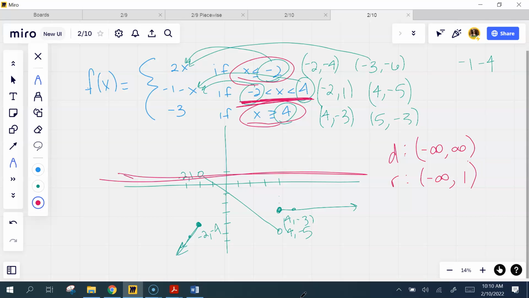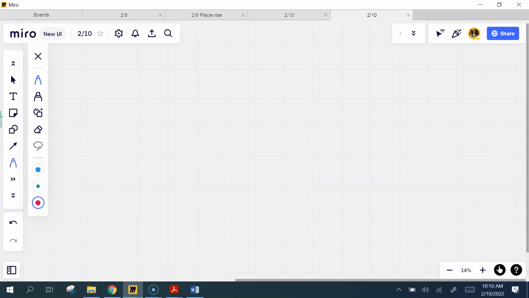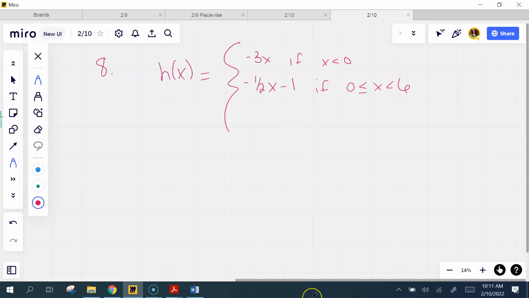Yeah. 8? Sure. Number 8. I can't believe there's one on here that had a really funky range. I can't remember what it is. But okay, so this one is h of x equals -3x if x is less than 0, and then -1/2 x minus 1 if x is between 0 and 6. Oh, look, this one's got different signs here. Did y'all catch that? And then x minus 7 if x is bigger than 6.